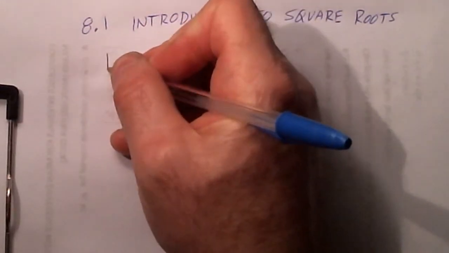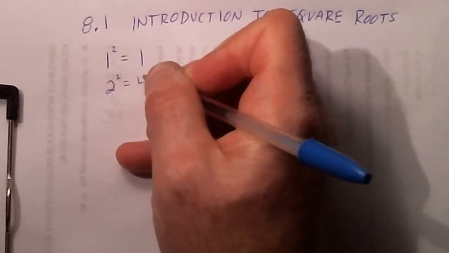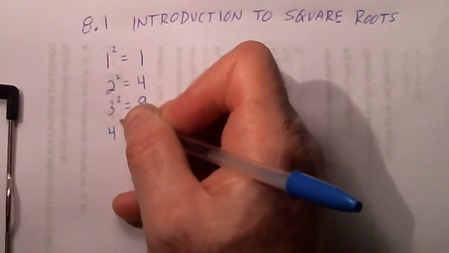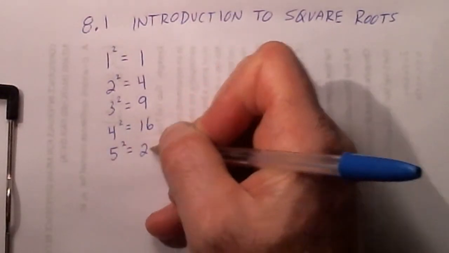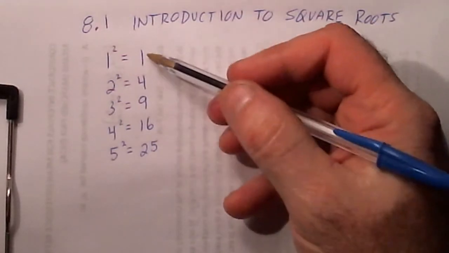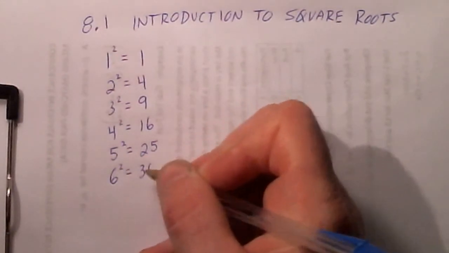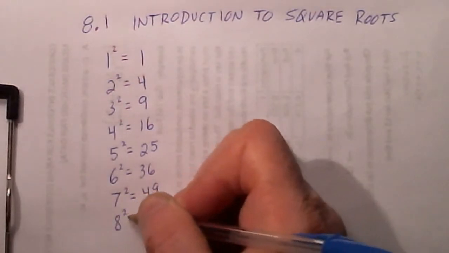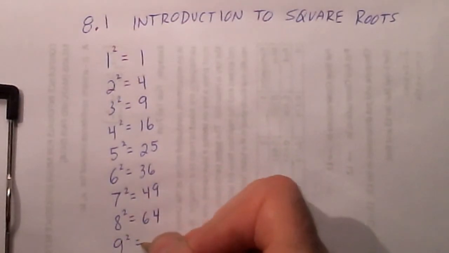So if you take 1 and square it, you get 1. 2 squared yields 4. 3 squared gives you 9. 4 squared, 4 times 4 is 16. 5 squared, 5 times 5 is 25. So all these numbers to the right of the equal signs are called perfect squares. 6 squared, 6 times 6, 36. 7 squared, 7 times 7, 49. 8 squared, 8 times 8 is 64. 9 squared is 9 times 9, or 81.